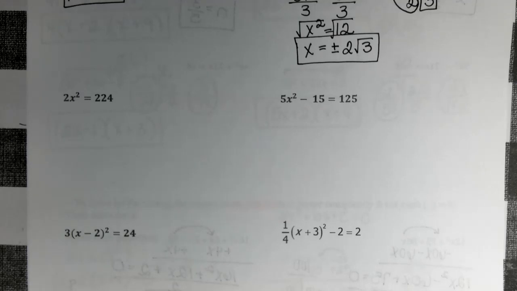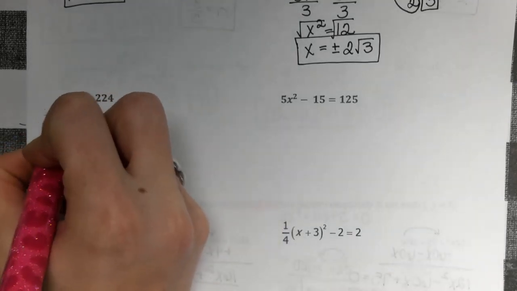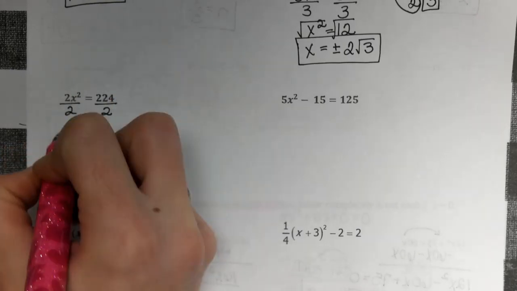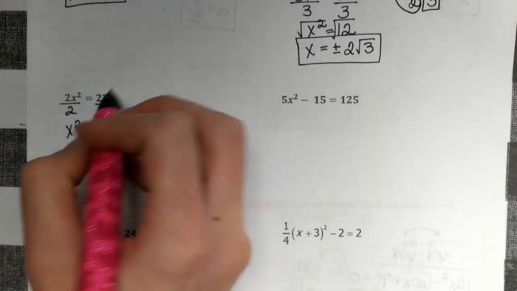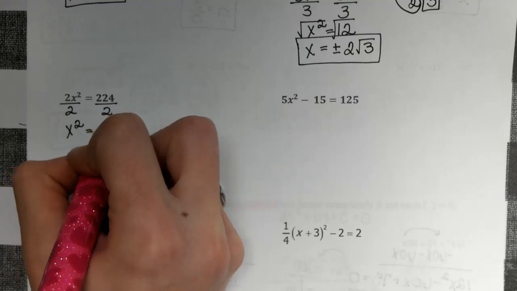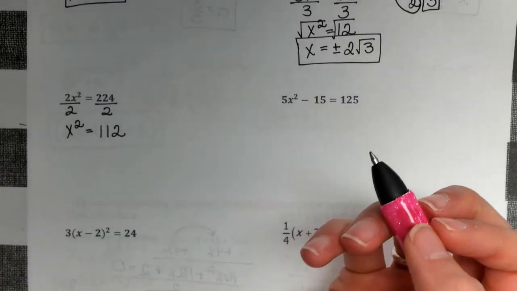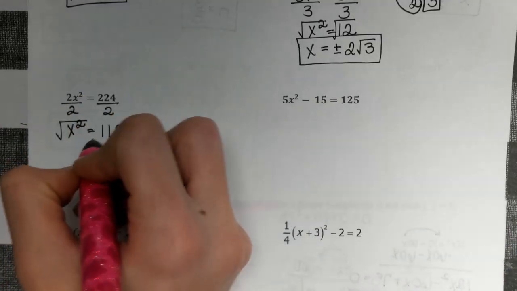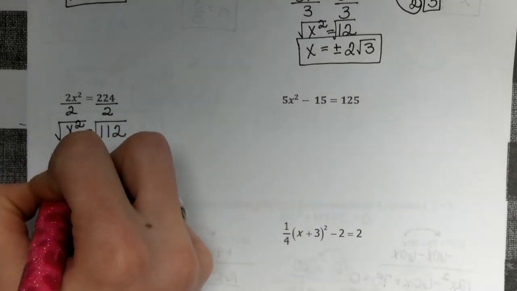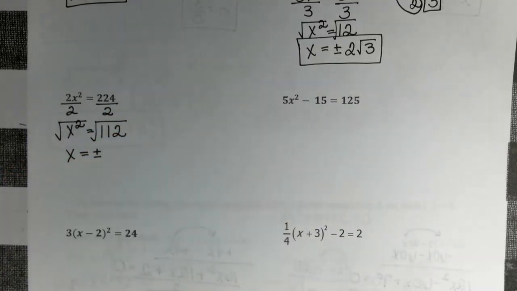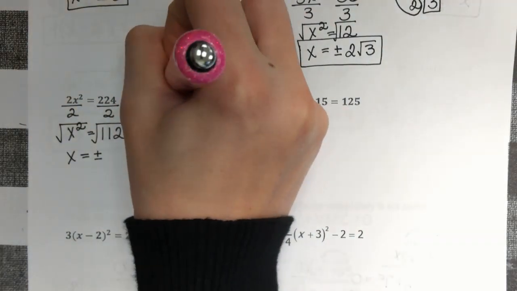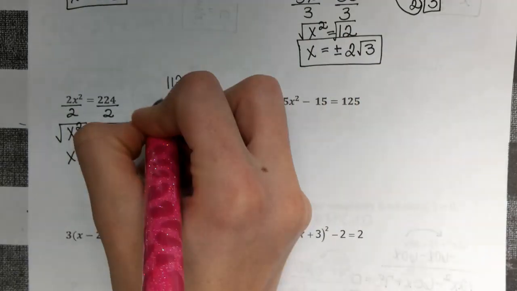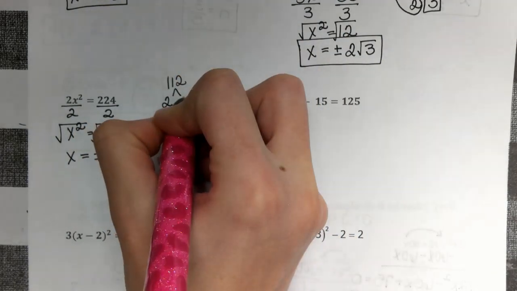2x squared equals 224. What do I do with that? Divide by 2. You cannot take the square root until x squared is completely by itself. So x squared equals 112. Take the square root of that. Leaves me with x equals plus or minus. Is the square root of 112 a perfect square? No. So I need to take 112. Split that into 2 and what?